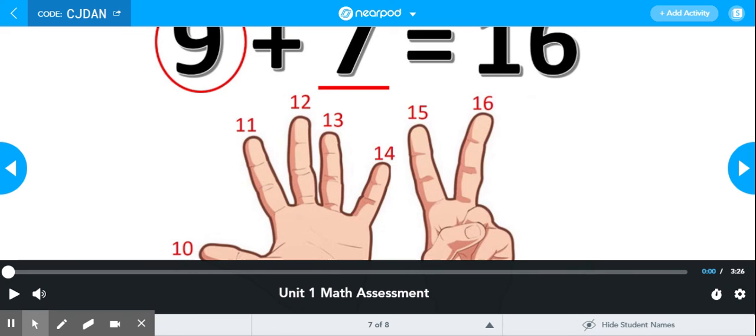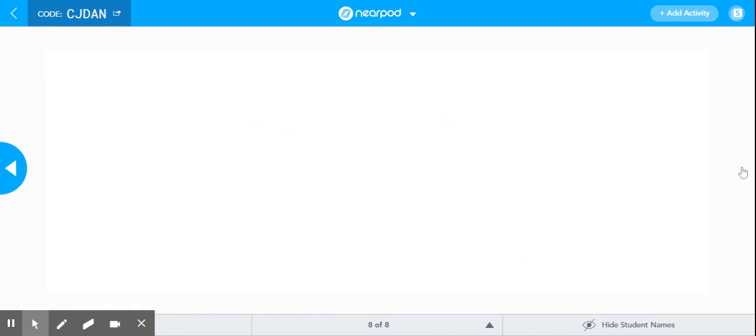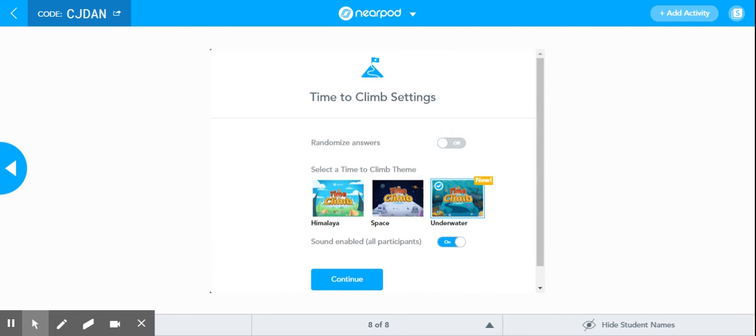Okay, you're going to watch this video, and then after you watch the video, you will be able to do the time to climb. While you're doing the time to climb, I really want you to try your best to do the counting on strategy, as some of the equations are larger than the number of fingers that you have. So I really want you to try holding that larger number in your head and then counting on using your fingers.